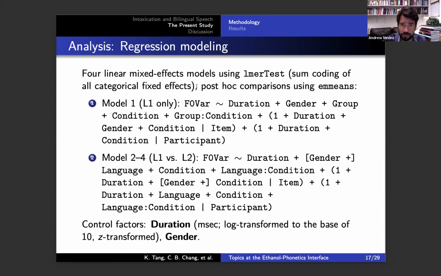And in terms of the statistics, we looked at how F0 variability varied with respect to duration, gender, the group of speakers that we're interested in, the condition, whether sober or drunk, and then also looked at all of these interactions.